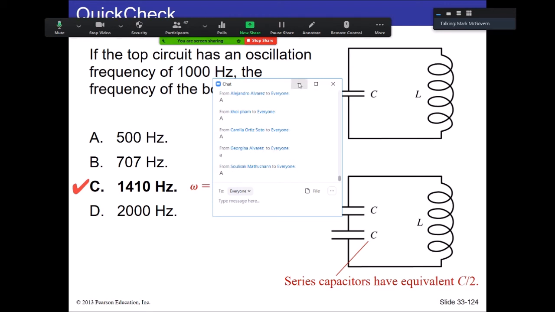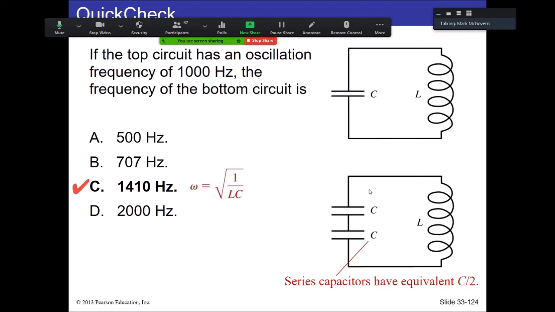One thing that's really easy to mix up here is that we did resistors last, and series resistors add up. Their resistances add up, but not true for capacitors. So, any questions about that? Is that clear?